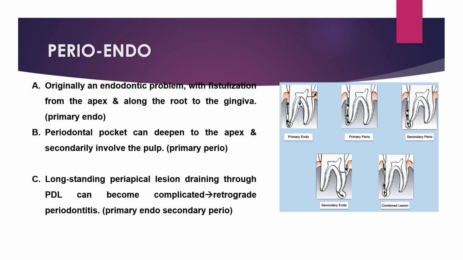The second one is where a periodontal pocket can deepen to the apex and secondarily involve the pulp, that is primary perio. So periodontal therapy is needed for this case. And the third one is a long-standing periapical lesion that might drain through the periodontal ligament, leading to retrograde periodontitis usually. So that is primary endo, secondary perio. For this, they need endodontic therapy as well as periodontal therapy.